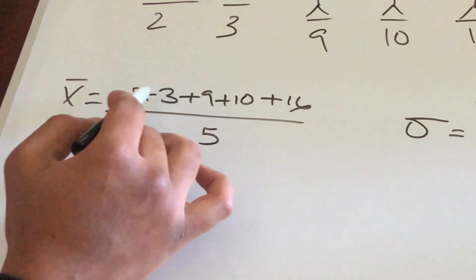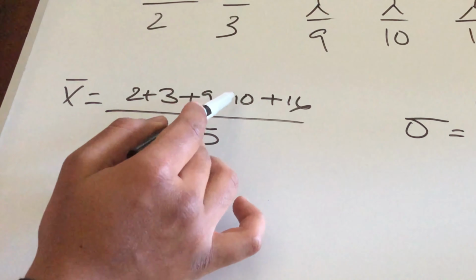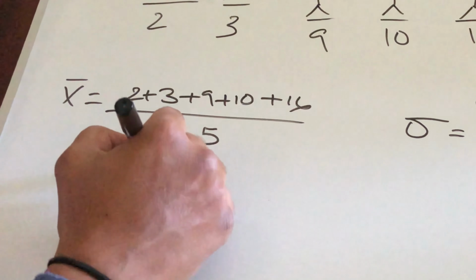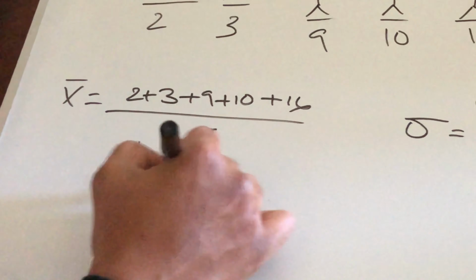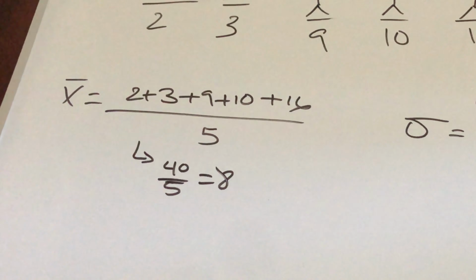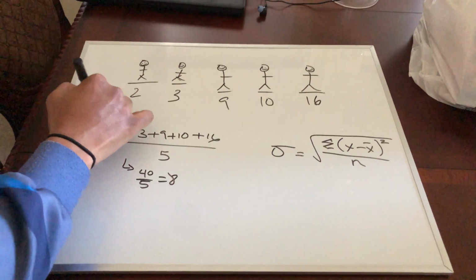Now 2 plus 3 is 5, 5 and 9 is 14, 14 and 10 is 24, and 16 is 40. All right, so here you're going to get 40 over 5, which reduces to 8. So we know that your X bar equals 8. Okay, X bar equals 8.